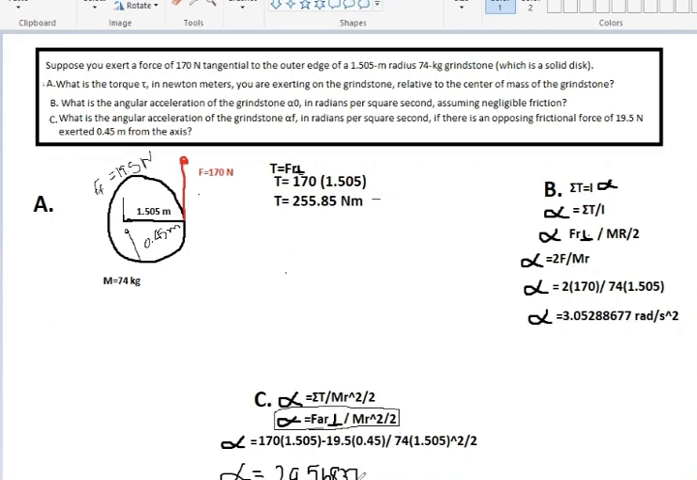2.95683239. And this would be in radians per square second. So it's just going to be rad divided by second squared. And there you have it.